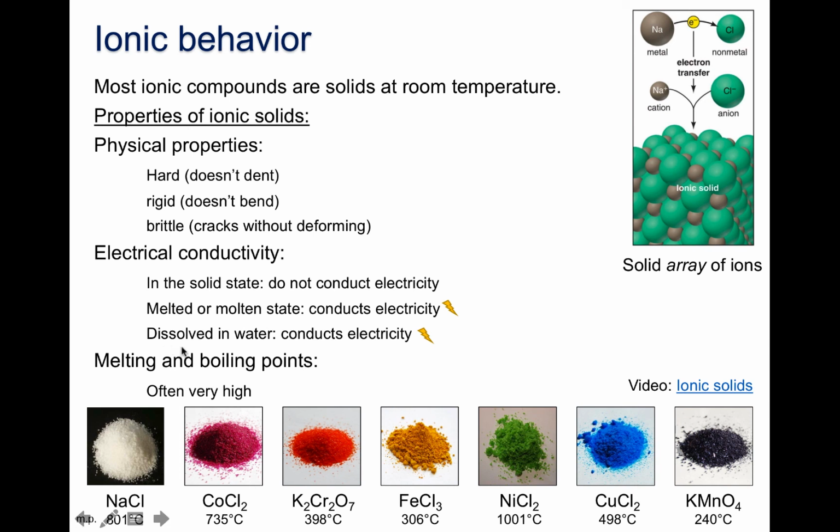Also, if the ionic compound is soluble in water, when you dissolve it in water, it will conduct electricity. We talked about that in chapter 4 with the concept of electrolytes. Remember, ionic compounds, when dissolved in water, represent strong electrolytes. They conduct electricity very well. And the melting points are very high for ionic compounds. You can see down here, these are all melting points of the substances that are represented. And as a result, their boiling points are also very high.